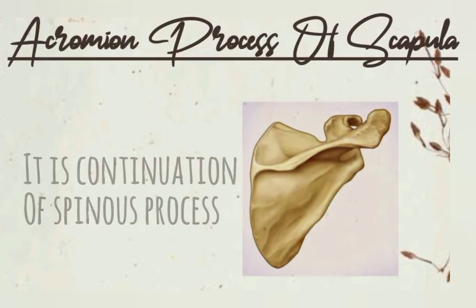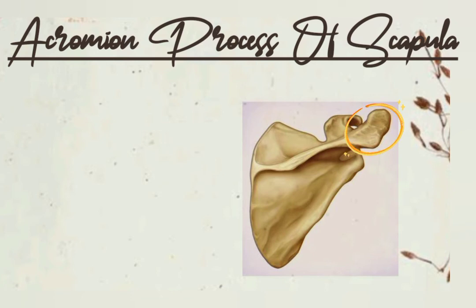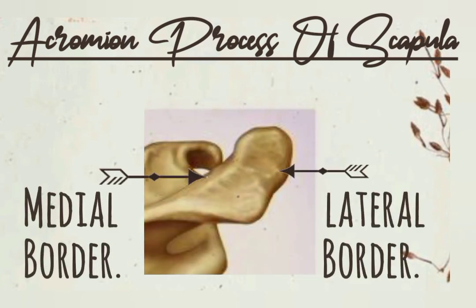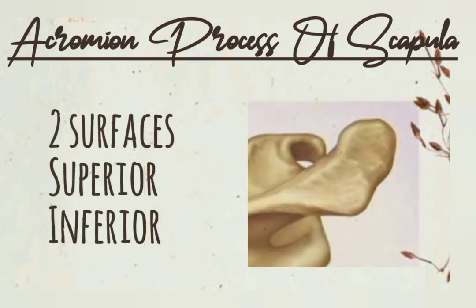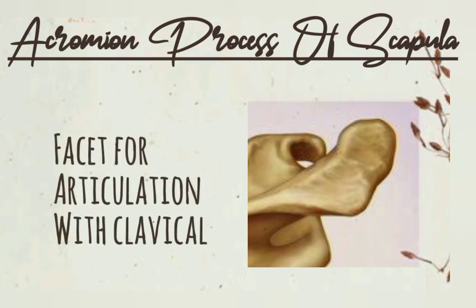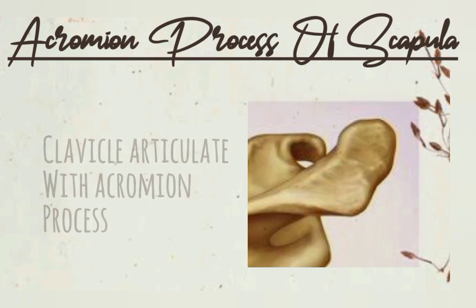Now the continuation of the spinous process forms the acromion process, which is located on the lateral aspect of the scapular bone. The acromion process has two borders, the medial border and the lateral border, two surfaces, the superior and the inferior, and a facet for the articulation with the clavicle bone. So it is important to remember that the clavicle articulates with the acromion process but not with the coracoid process.